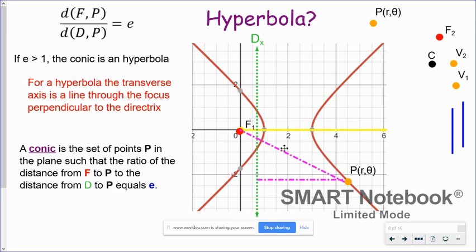So, what else could I figure out? Well, number 1, this is a focus, and be aware that the directrix is always perpendicular to the transverse axis. What is the transverse axis? Well, the transverse axis is the segment whose endpoints are the two vertices.